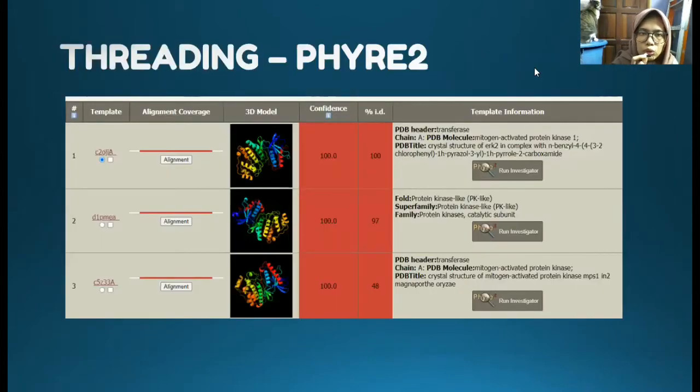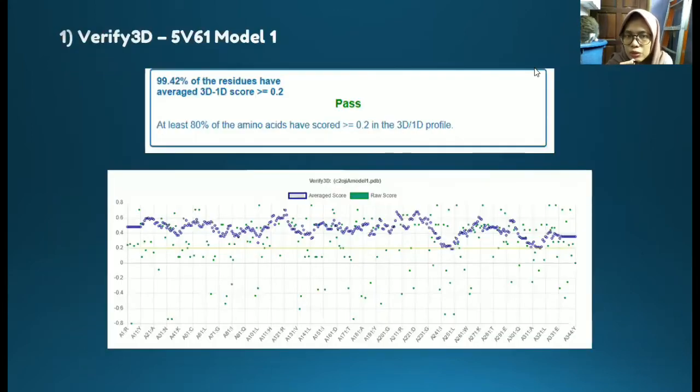Okay, moving on to our second software, which is threading. We use Spiral 2 software, and this image shows the results of the top 3 models obtained from Spiral 2, and the method is the same as the previous homology technique. We use Verify 3D, ERRAT plot and MolProbity.